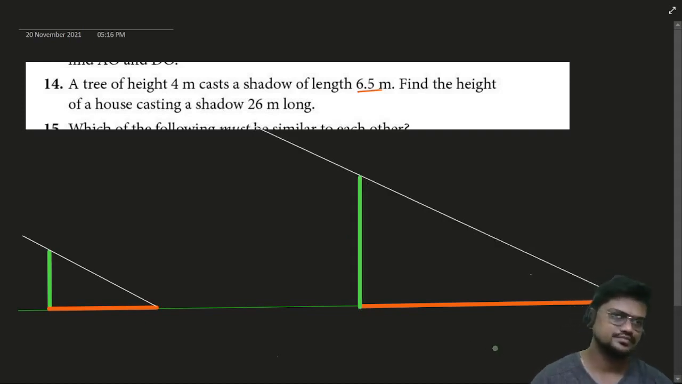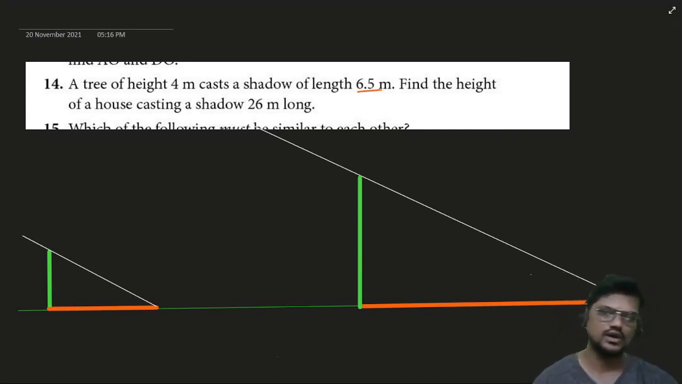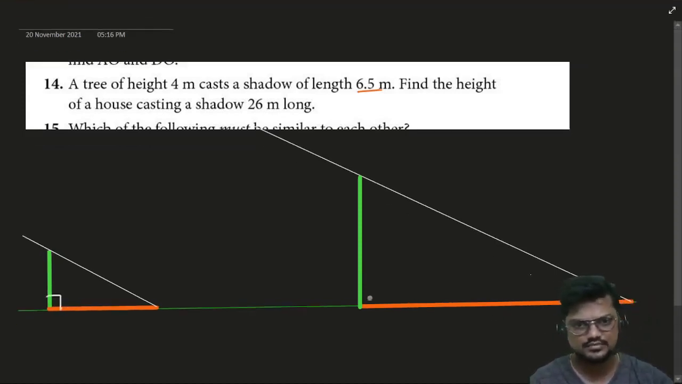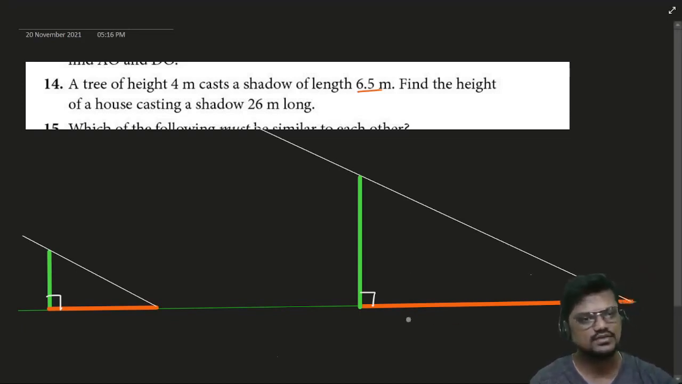Yes or no? We know that all the objects which we construct on the road are vertical. All are vertical. So both are 90 degrees. And the inclination of the sunlight will be the same. So this angle and this angle both will be the same.